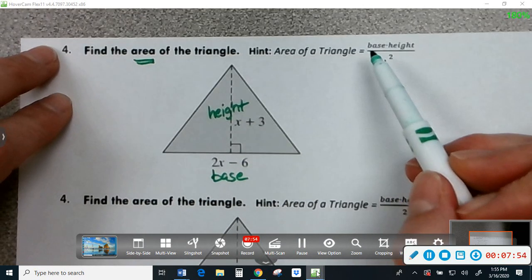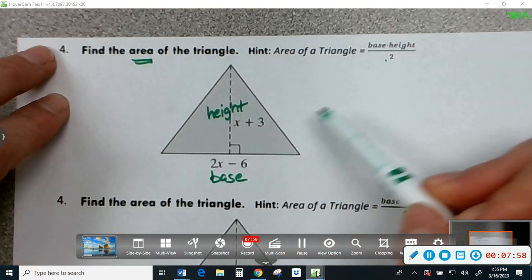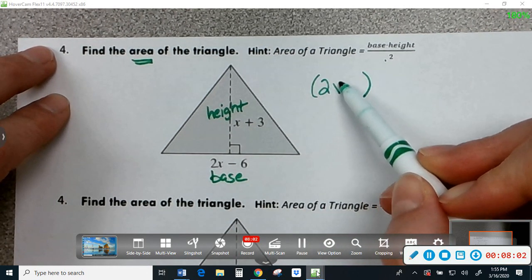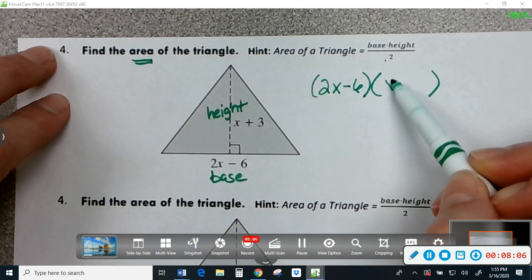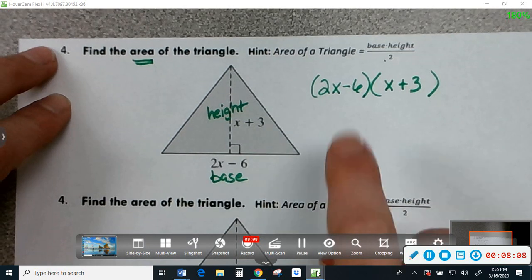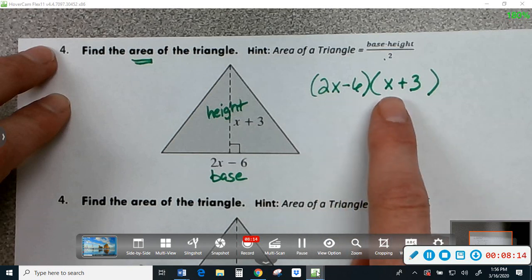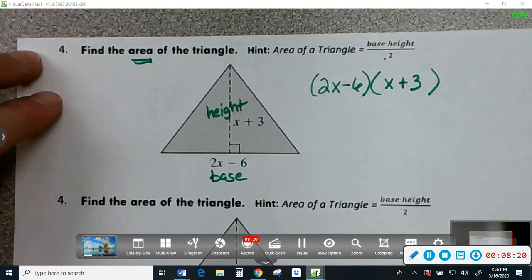So to find the area, the first thing we have to do is multiply base times height. So go ahead and set up your multiplication problem. 2x minus 6 times x plus 3. Now if you recall, you could make an area model for this and multiply that way, or you could distribute the 2x in to the second parentheses and then the -6 in. Choose whatever way you want, pause the video, and then return.